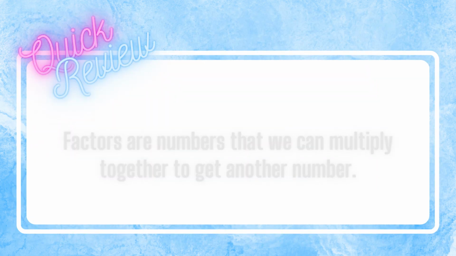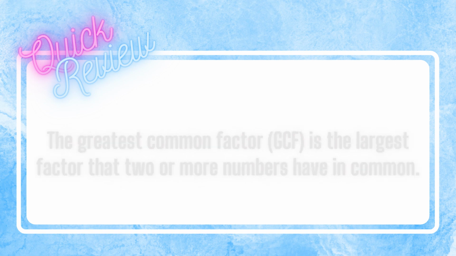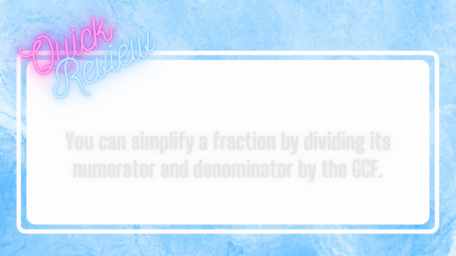Here's a review for today's lesson. Factors are numbers that we can multiply together to get another number. The greatest common factor, or the GCF, is the largest factor that 2 or more numbers have in common. And you can simplify a fraction by dividing its numerator and denominator by the greatest common factor.